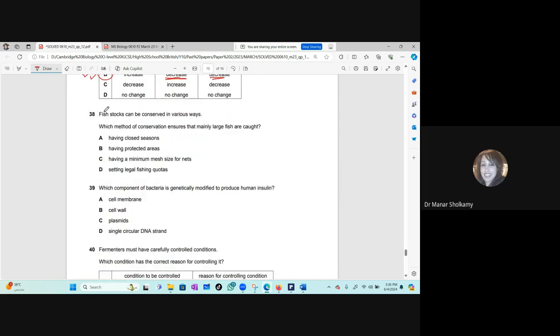38. Wow, we finished. Fish stocks can be conserved in various ways. Which method of conservation ensures that mainly large fish are caught? Having closed seasons, or having protected areas, or having a minimum mesh size for nets, or setting legal fish quotas? C. Yes, it's C. Now, very obvious.